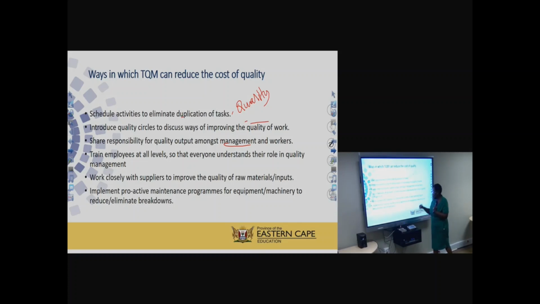Train employees at all levels. Don't train those at the ground level, leaving out the management. Train all employees so that everyone on the site is able to understand the role of quality management. You must work closely with your suppliers to improve the quality of raw material. Having poor raw material, you won't be able to produce good quality products. You must also be proactive in maintaining your equipment to avoid stoppages and breakages in your equipment.